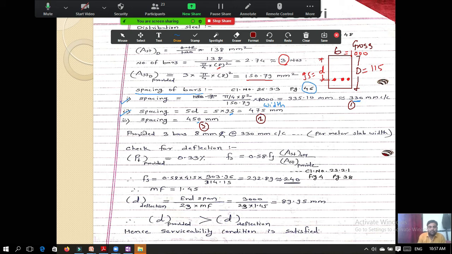So we can write the statement over here: provide 3 bars of 8 mm at 330 mm center to center. This is again for the 4 meter width of the slab. So this is the steel calculation we have done. In the main direction we have provided 10 mm diameter bars, and in the distribution steel we have provided 8 mm diameter bars. You see these steps once again.